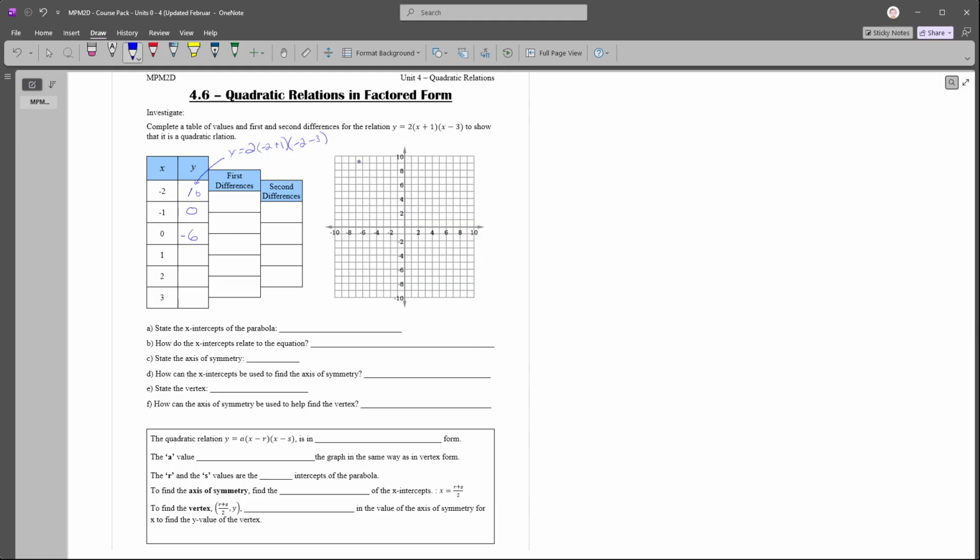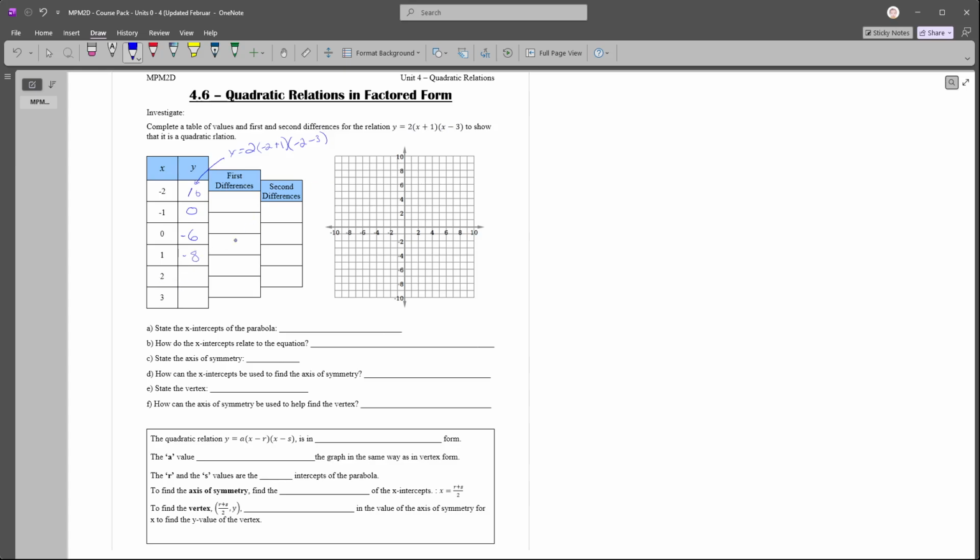If you need to, slow down and write it out so you can actually see where the math is coming from. Okay? We're going to substitute this 1 in here. So we have 1 plus 1, that's 2. 1 minus 3, that's negative 2. So we have 2 times negative 2, that's negative 4. Times 2 is negative 8.